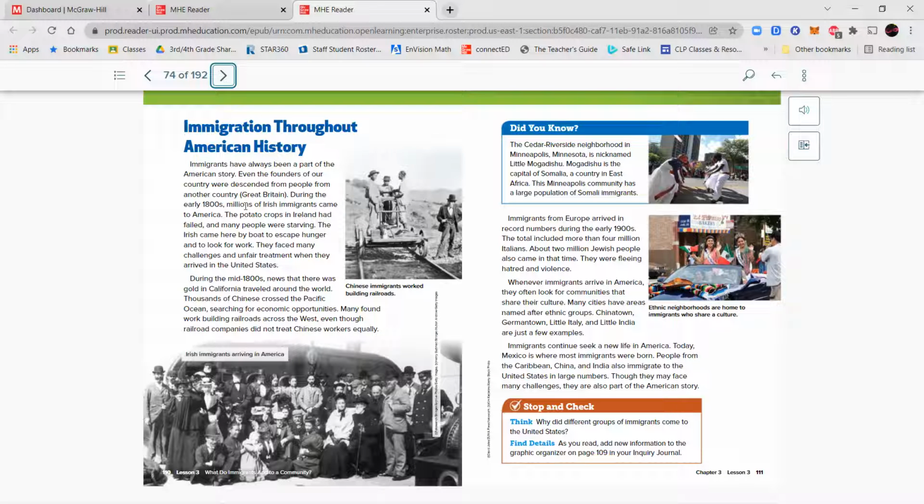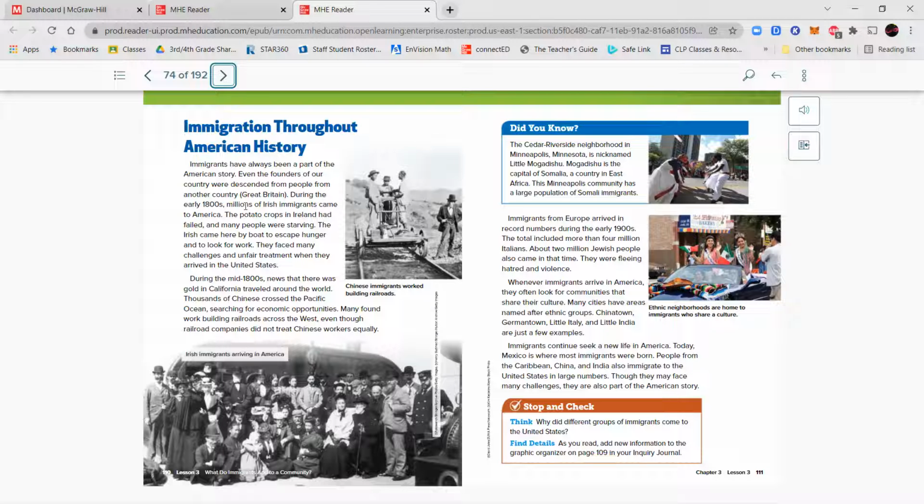During the mid-1800s, news that there was gold in California traveled around the world. Thousands of Chinese crossed the Pacific Ocean searching for economic opportunities. Many found work building railroads across the West, even though railroad companies did not treat Chinese workers equally.